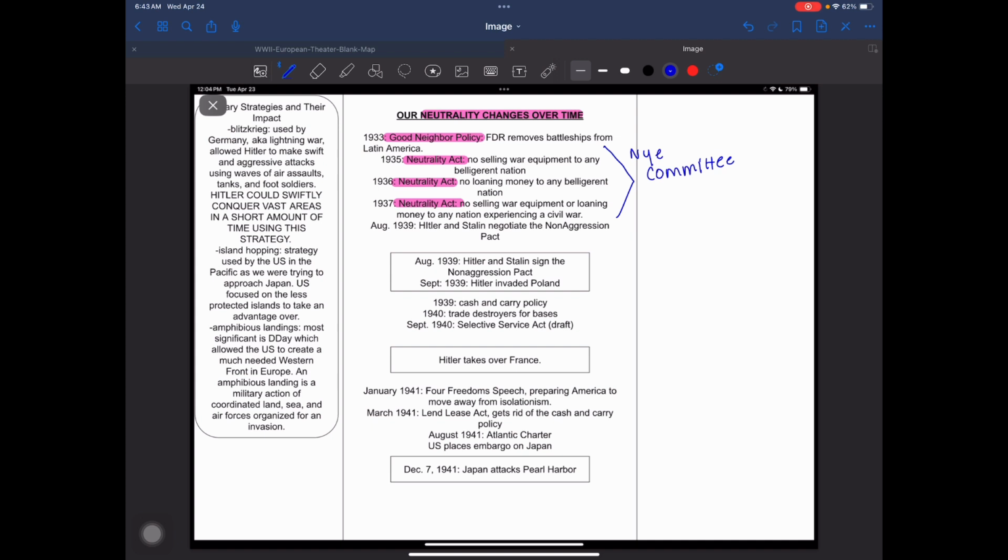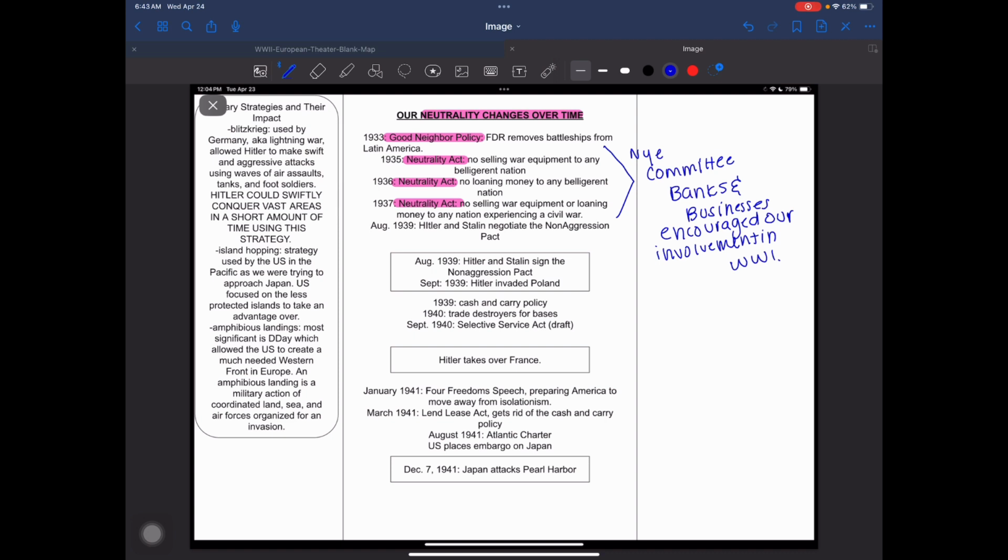So the Nye Committee kind of determined that banks and businesses, I want to write those down, banks and businesses encouraged our involvement in World War I.